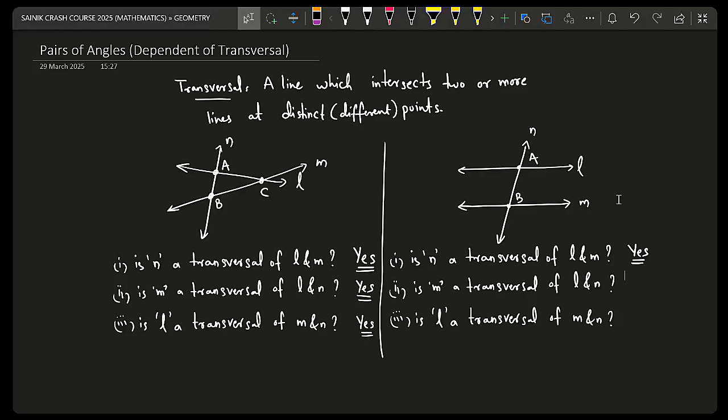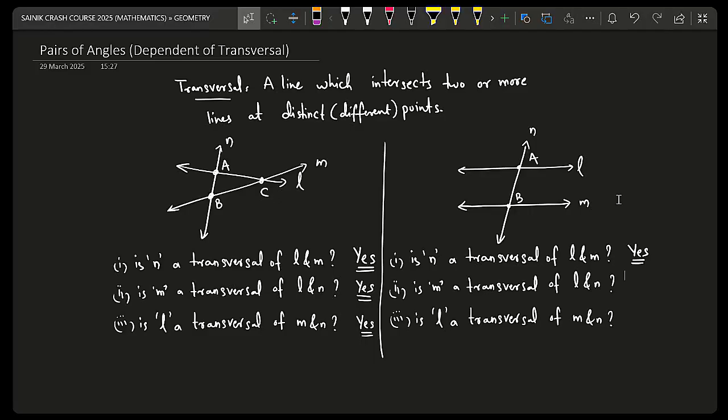No, Sriyansh. You cannot say transversal of a single line. To say transversal, it should be for more than one line. I think you are thinking transversal means only intersecting. No. Transversal means a line that intersects two or more lines at distinct points. Now, answer the second question. Yes or no? That's it.